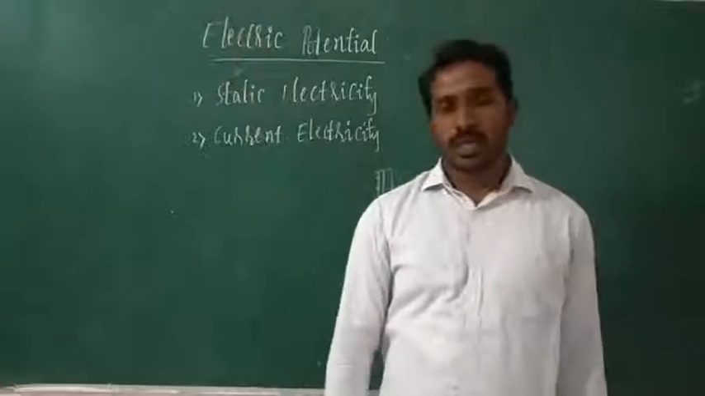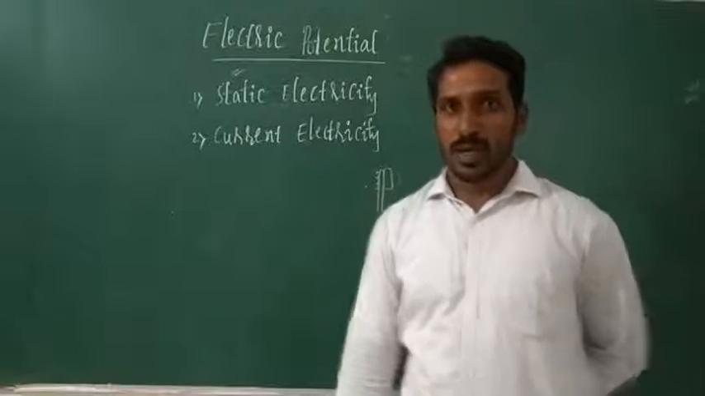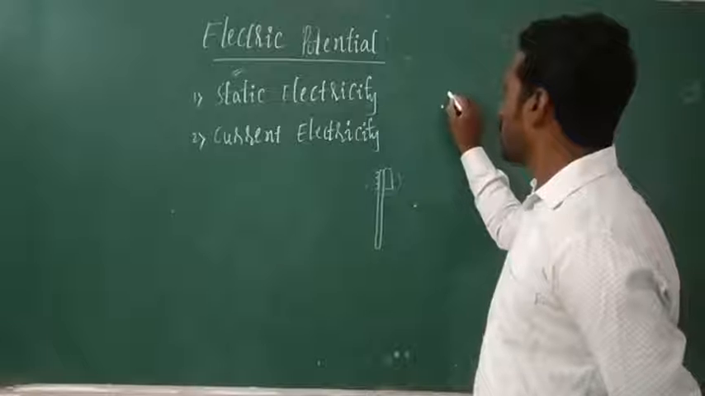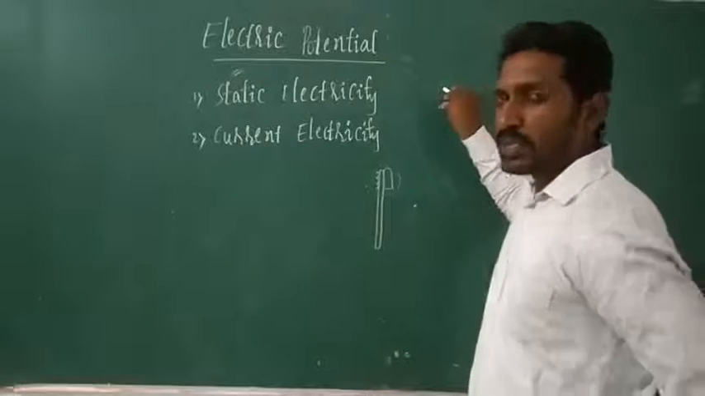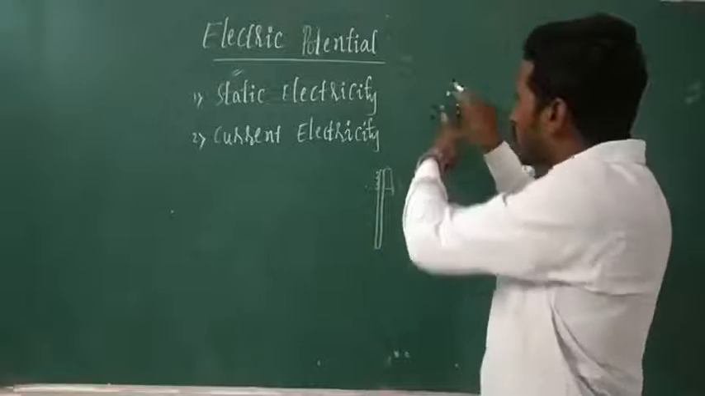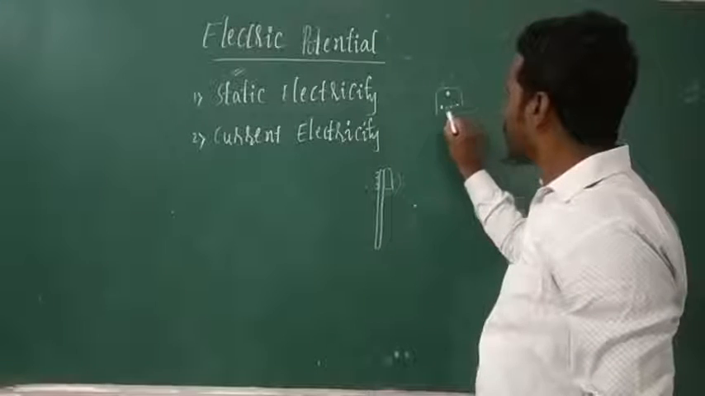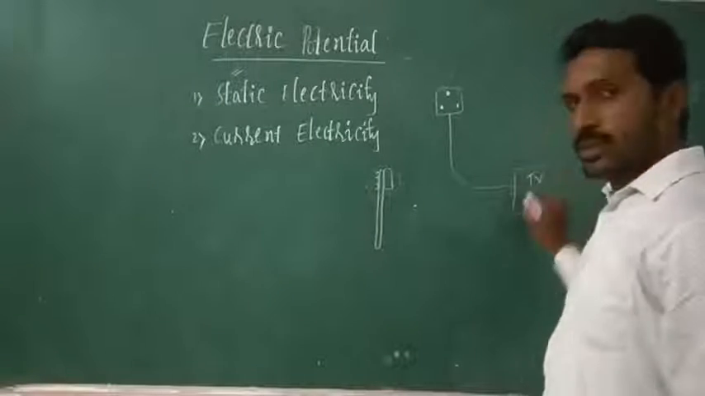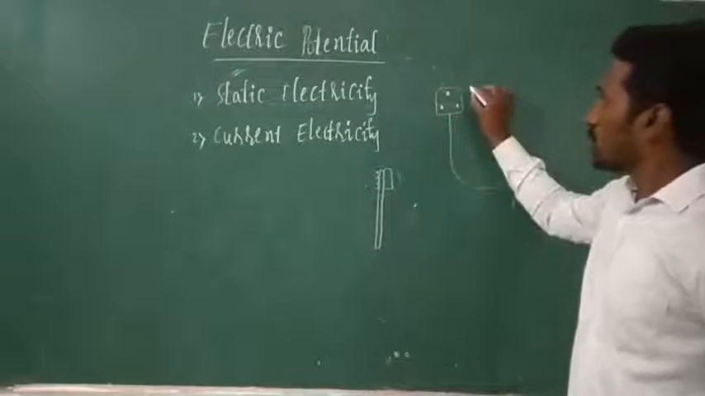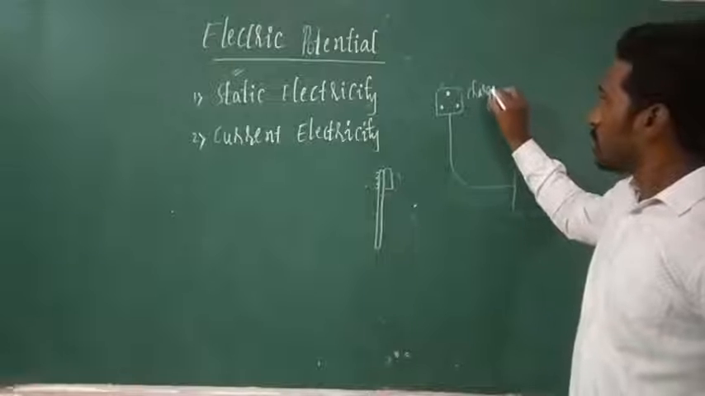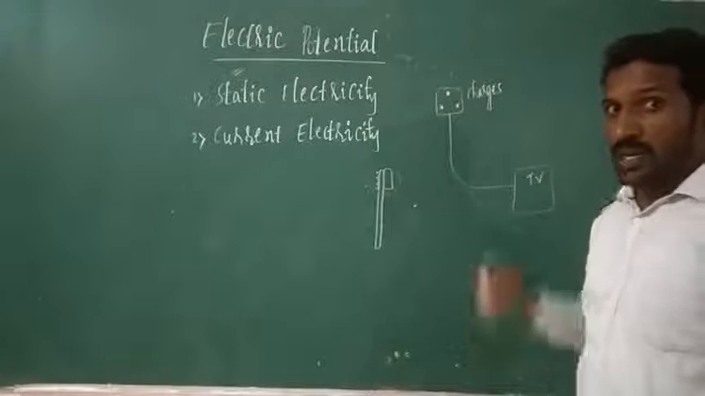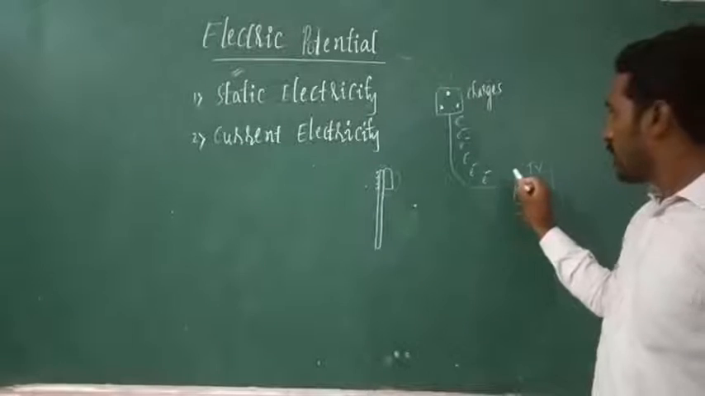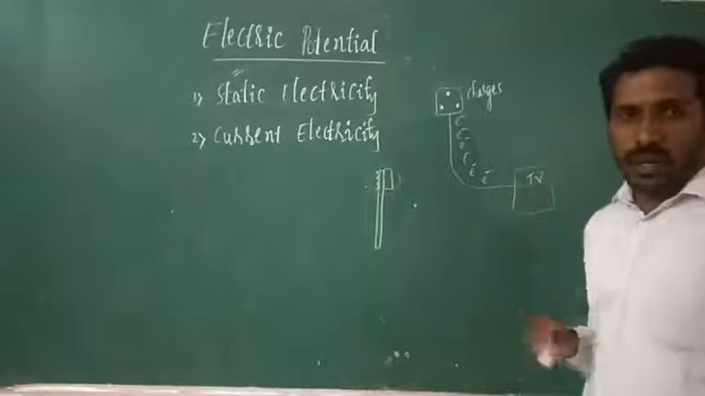This is not used in domestic appliances. One example: generally in your home, if there is a 3-pin socket and you plug in, what will happen? Suppose this is your TV. If you plug it in, the charges brought by the electrical supply lines start moving to the TV. When these charges flow through the TV, current is produced.